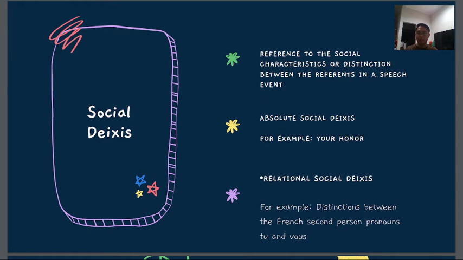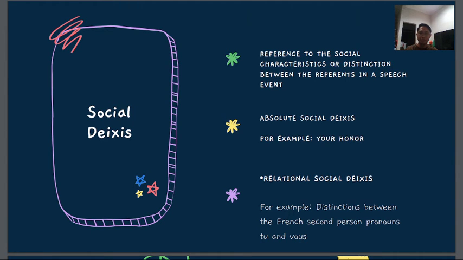The first one is absolute social deixis. Absolute social deixis is reference to the social characteristics of, or distinctions between, the participants or referents in a speech event. For example, "Your Honor." The second one is relational social deixis.